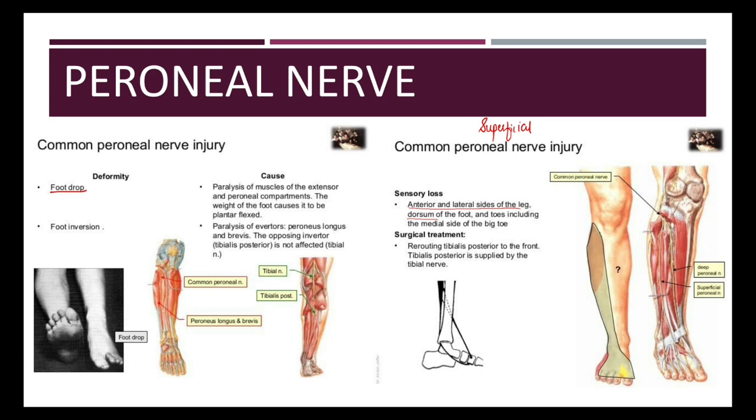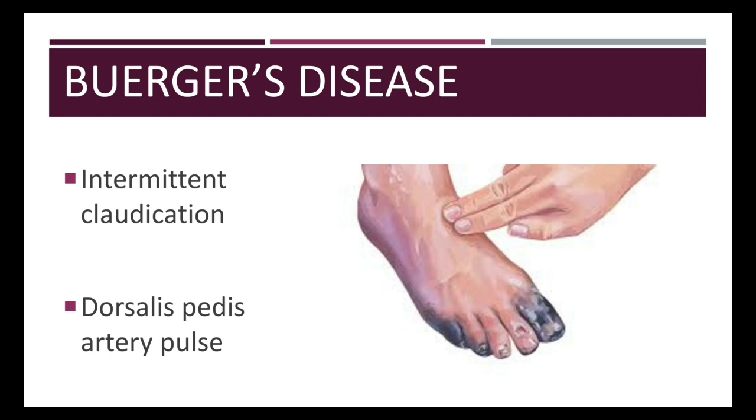Moving on, we have the last one here, that is Buerger's disease. It is an obliterative disorder of the lower limb arteries distal to the knee. It typically occurs in young male smokers. It presents as intermittent claudication, digital ischemia and loss of ankle pulses. Where can we feel the ankle pulse? That is the dorsalis pedis artery. So you have to feel the dorsalis pedis artery pulse. If it is absent, then there is a chance of Buerger's disease.